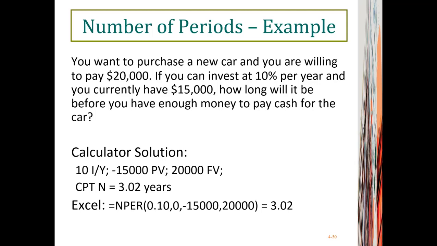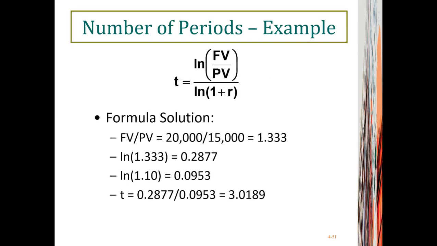On your calculator, the fifth variable that you want to capture is N, the number of time periods. And you need to know 4 other variables. IY here is 10, or 10%. The PV here is negative 15,000. FV is 20,000. And the fourth one, PMT, should be 0 because there's no cash flow between now and several years later. When you compute N, it will show you the answer momentarily, which is 3.02. That means 3.02 years.